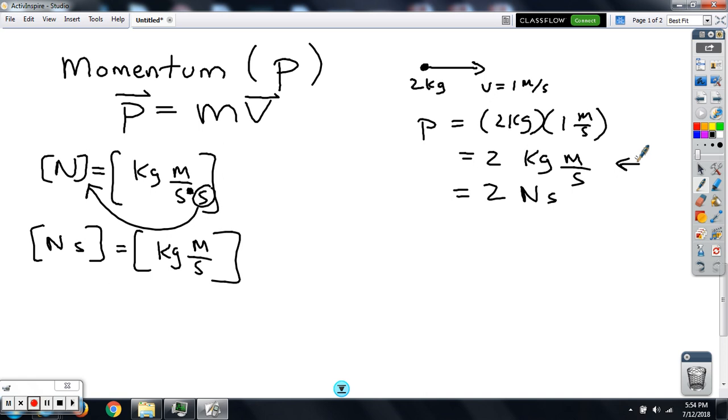But you can also then represent momentum as a vector. And the rule is that the momentum vector is in the same direction as the velocity vector. So it is a vector that is 2 units to the right, just like velocity was 1 unit to the right. So the momentum is essentially then going to look something like that.